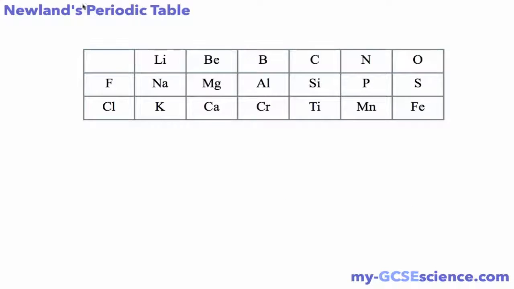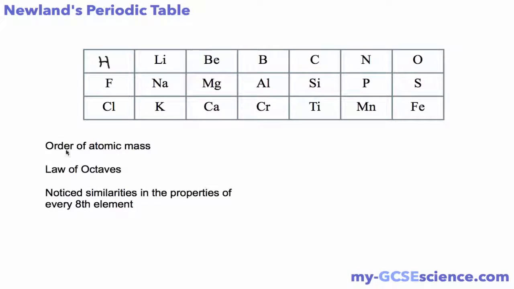Now, one of the first people who was able to publish a version of the periodic table was somebody called John Newlands, and he was an English scientist who arranged the table a bit like this, and the way he did it was, firstly, he put them in order of atomic mass because they knew the atomic mass. They called it atomic weight, but he put them in order of atomic mass, and he used what he called the law of octaves, and that is because he noticed similarities in the properties of every eighth element.